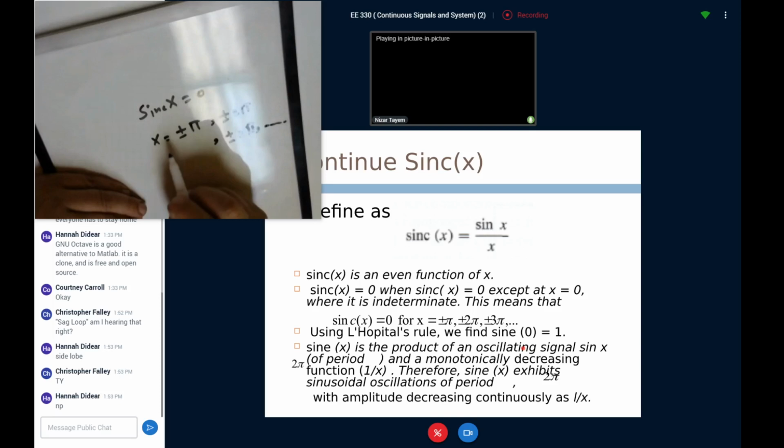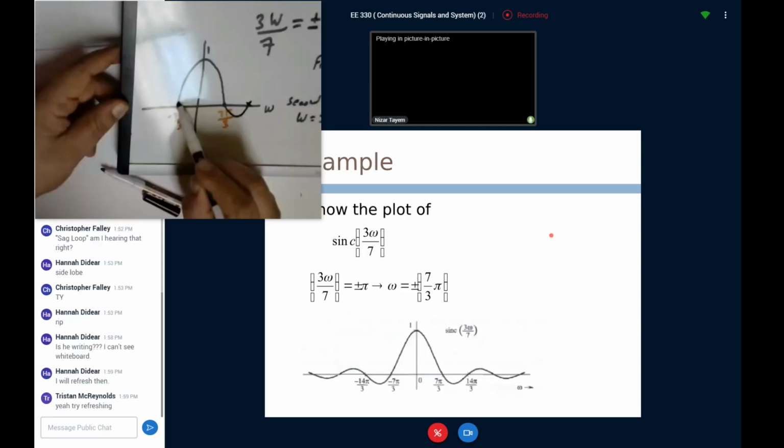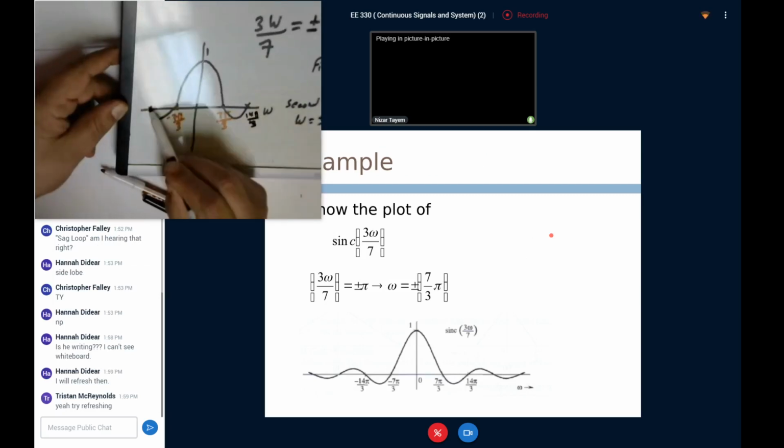Okay. So the second zero crossing will be what? This is my second zero crossing, same as from the other side. This second zero crossing will be 14 pi over 3 and minus 14 pi over 3 and etc. Is it clear? Is it clear how we can sketch the sinc function? Is it clear to everybody? So this is how we can sketch it.